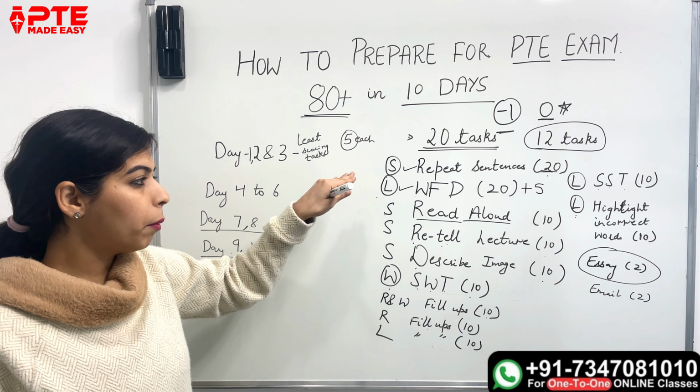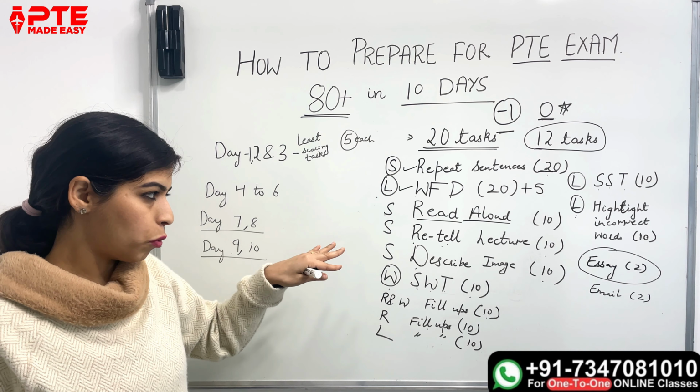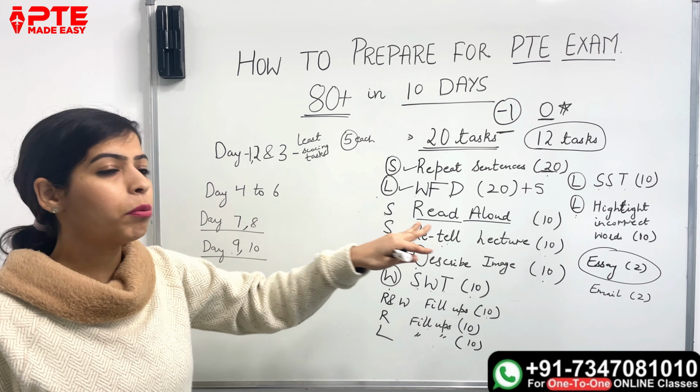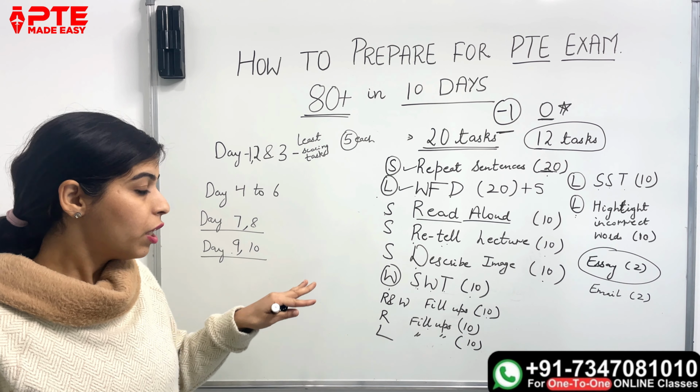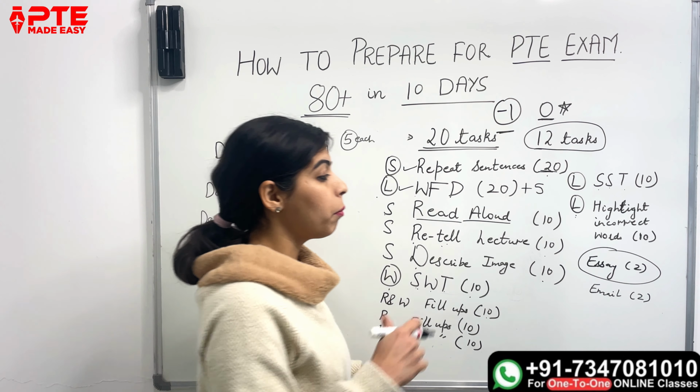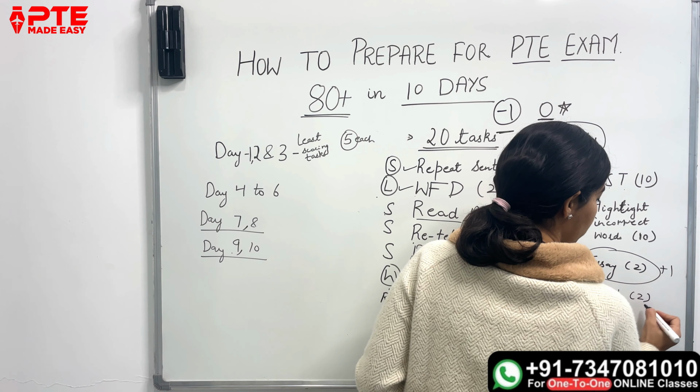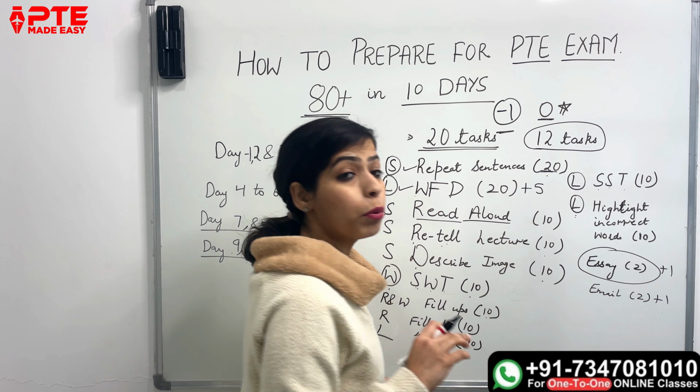So if you are facing problem in write from dictation, add 5 more. If you are facing problem in read aloud, add 5 more. If you are facing problem in retell lecture, add 5 more. So that's what you have to do. If you are facing problem in essay writing, only add 1 more. If you are facing problem in email writing, only add 1 more.